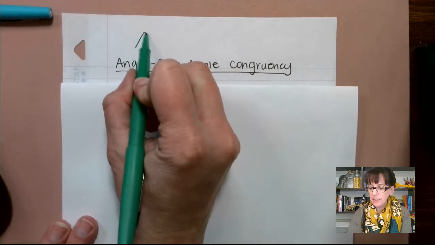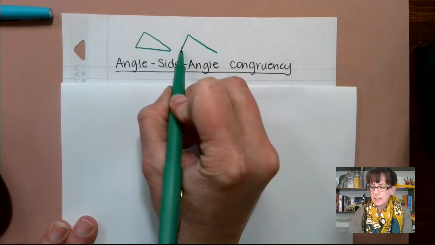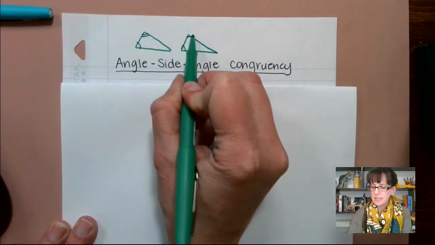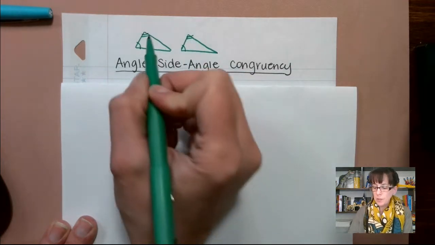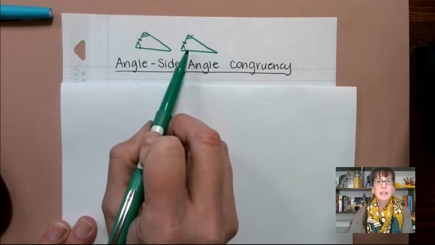We're going to talk about congruency in triangles today with angle, side, angle. So if we have two triangles that look like this, sorry, I should have drawn these out first. And this angle is congruent to this angle, and this angle is congruent to this angle. The side in between those two angles must be the one that's also congruent. So this would be angle, side, angle, angle, side, angle.